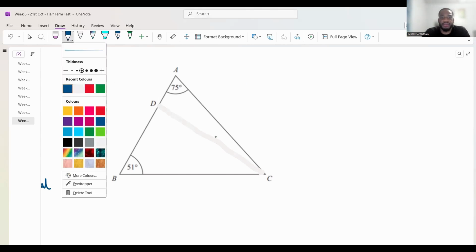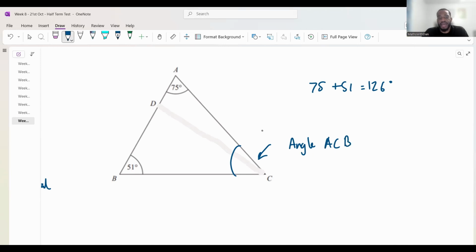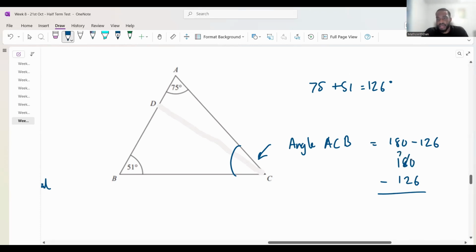We know the angles in a triangle add up to 180. So I can add those two together. 75 plus 51, what's that? That's 126. So this angle at C, angle ACB, is going to equal 180 minus 126, which is what? Zero take away six, we can't do, so borrow one, seven goes there, one goes there. 10 take away six is four. Seven take away two is five. One take away one is zero. So it's 54 degrees. You guys happy with that?